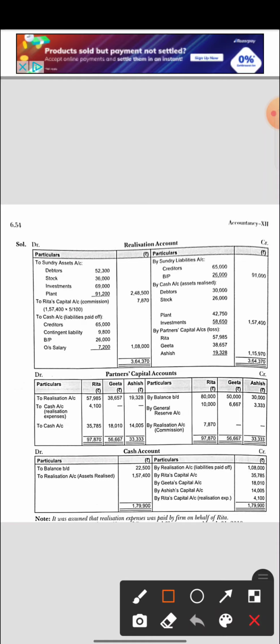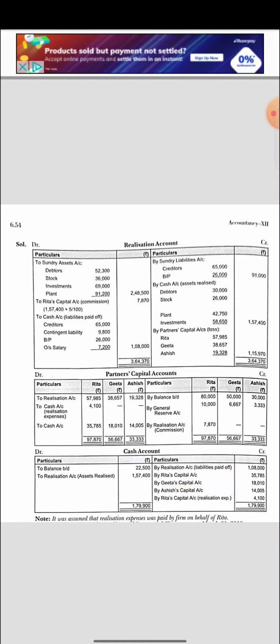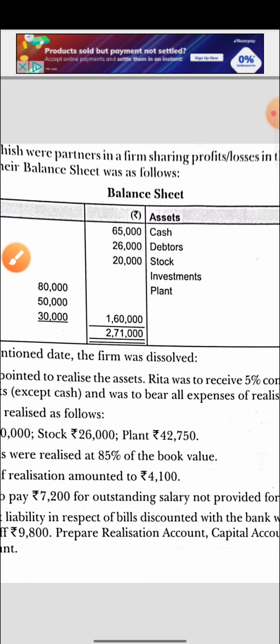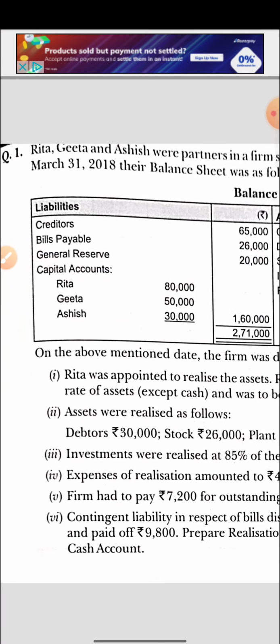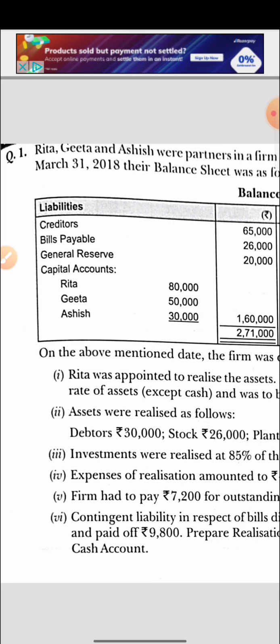Then the second thing is we have to find out what else. From the asset side, there's nothing. From the liability side, do we have anything? Yes, we have general reserve. I already explained to you what general reserve is. General reserve means the money which is set aside for future contingents.